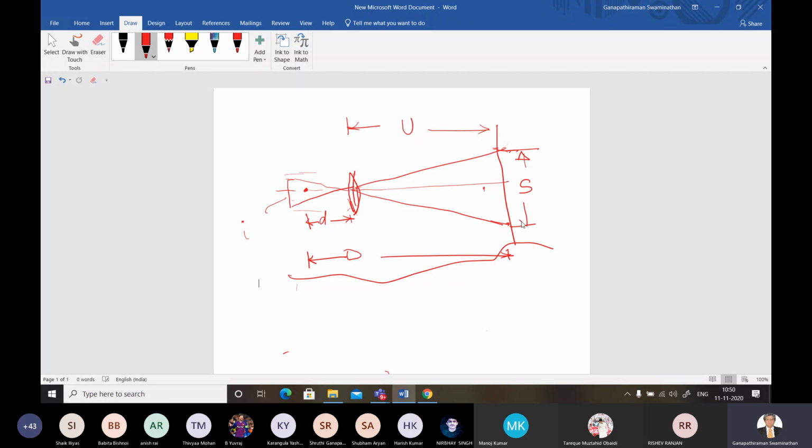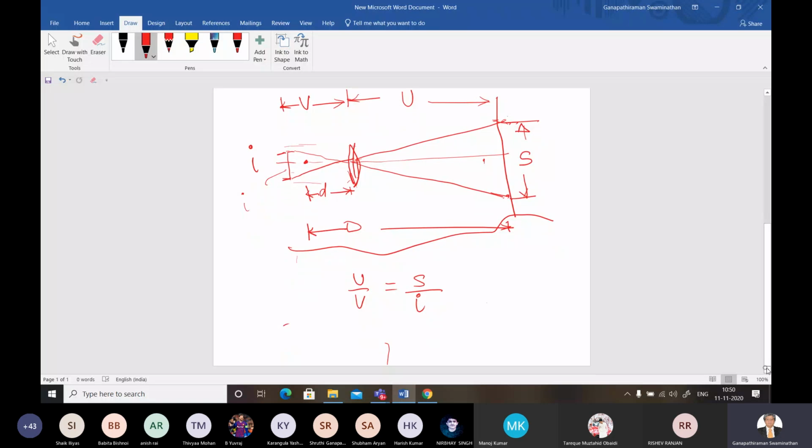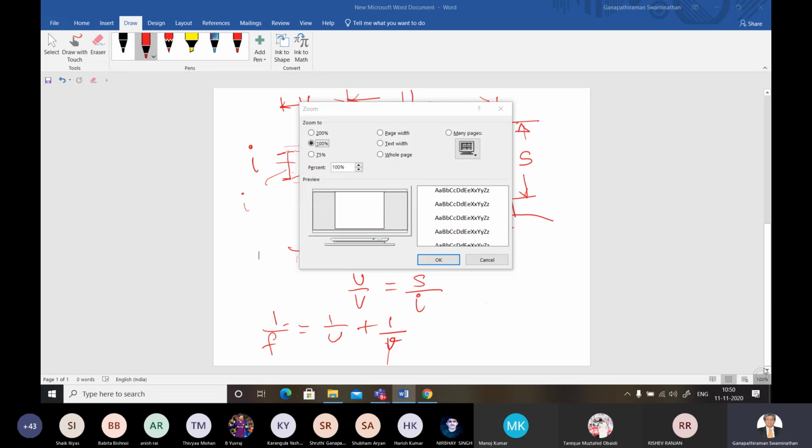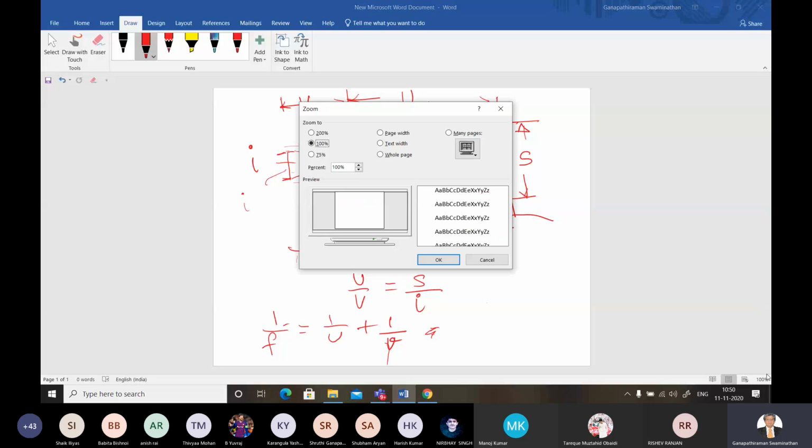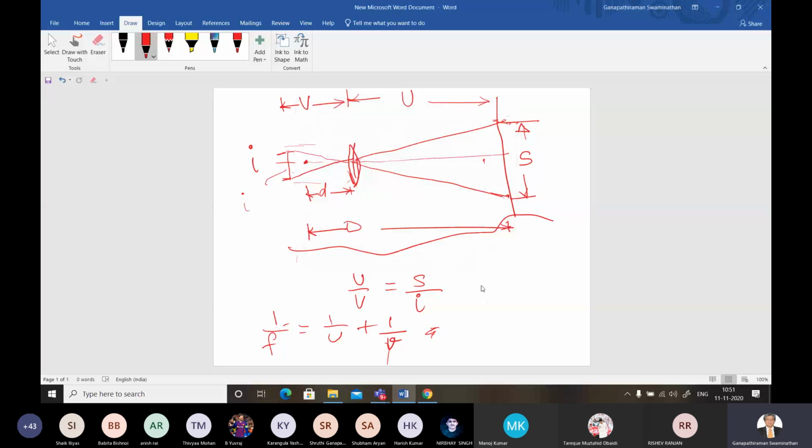The ordinary leveling staff can be used. This is the staff intercept S, and this is the distance between the stadia hairs, I put it as I. And this is V. The principle of optics, you know that: U by V is equal to S by I. And the principle of optics is that 1 by F, focal length, is equal to 1 by U plus 1 by V. Suppose I multiply it completely by UF.